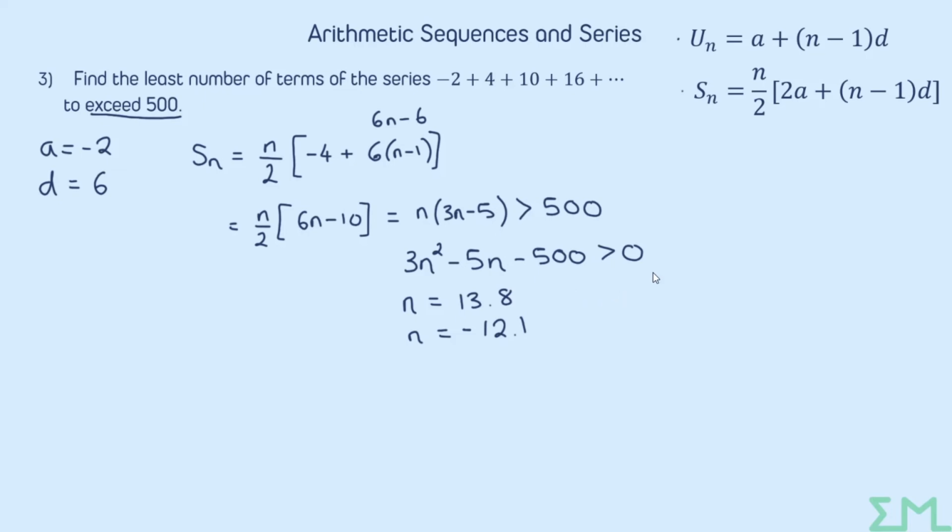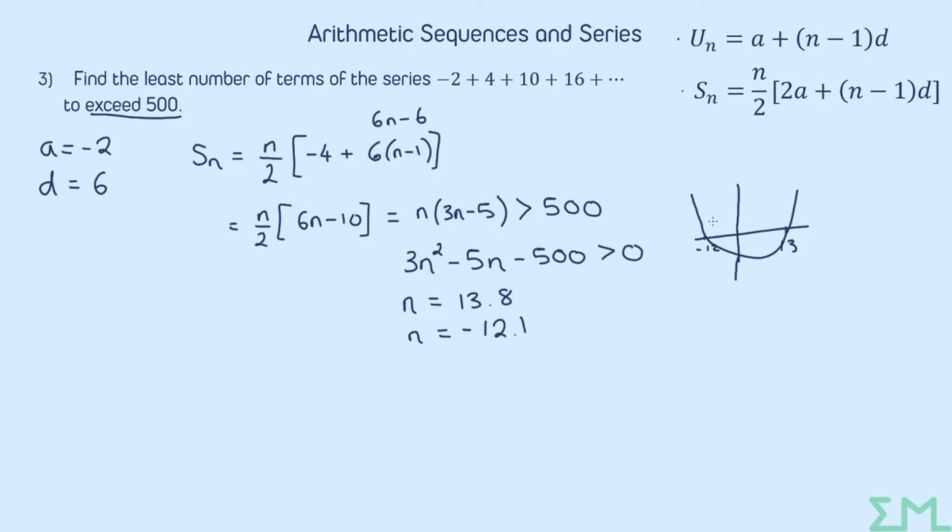Now, I always strongly recommend that when you are solving quadratic inequalities, you do just a quick sketch of the quadratic so you can be sure that you are choosing the correct range of values. So we have -12 and roughly 13.8, and it's a happy quadratic, a positive n squared. So our curve is going to look something like that. It's not the best quadratic, I'll admit, but it's got roughly the right shape.